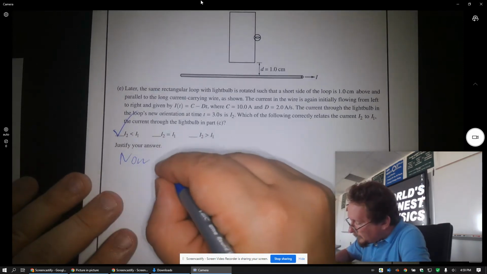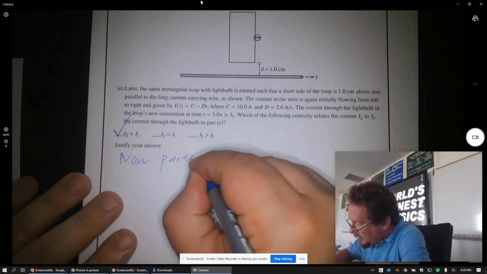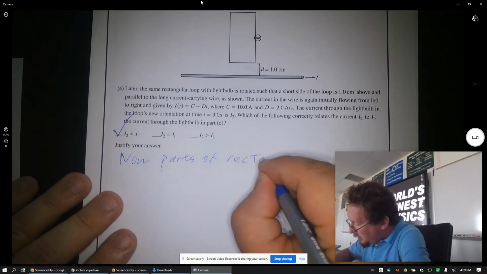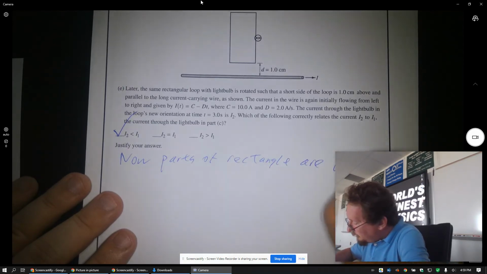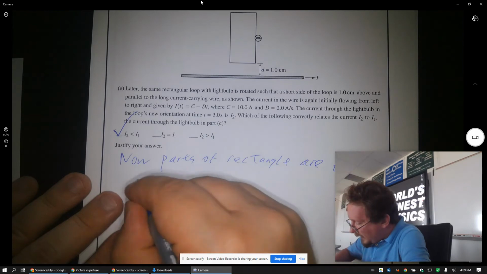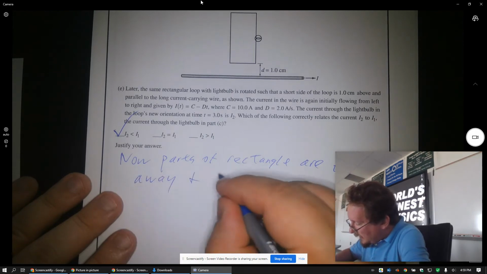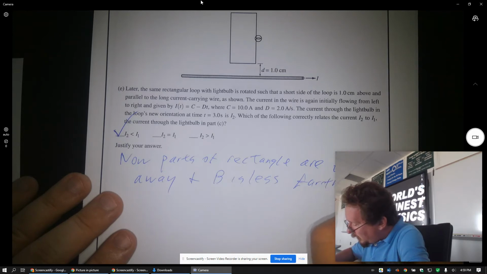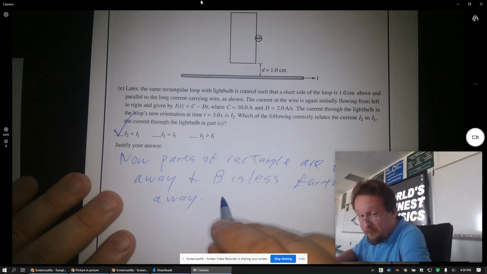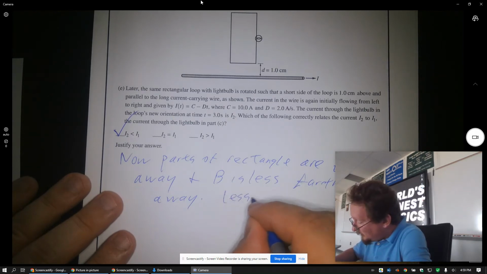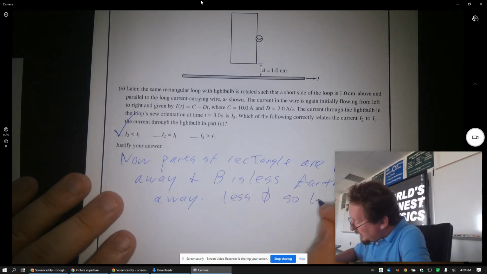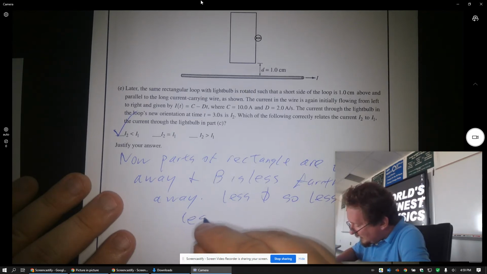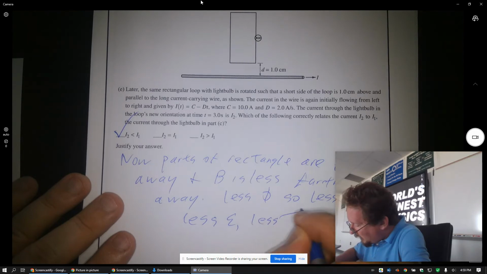Because now parts of the rectangle are farther away, and the B is less farther away. Okay, right? So magnetic field is less when you're farther away. Okay, so this means there's less flux. So that's going to be less d flux d time. So less EMF, less current.